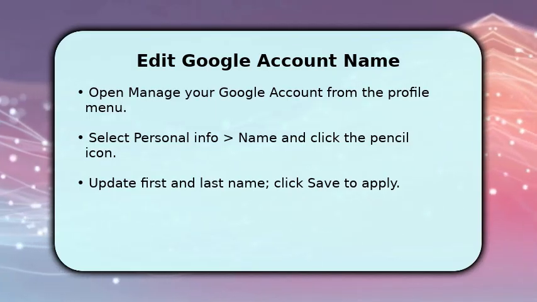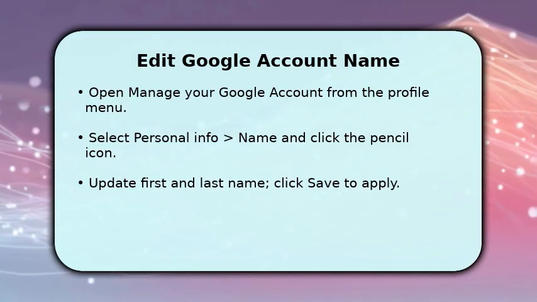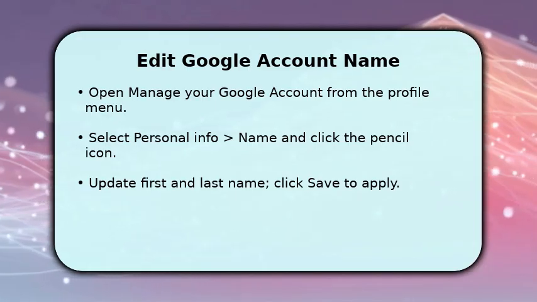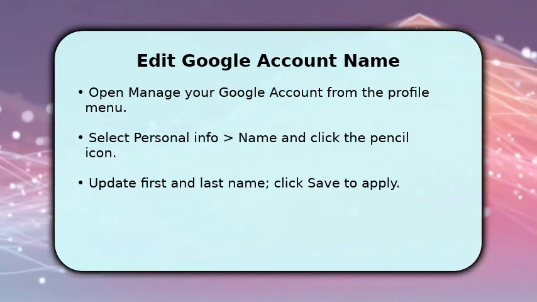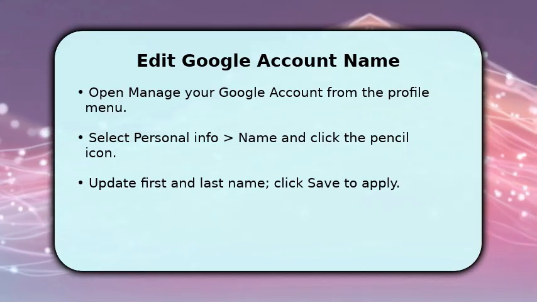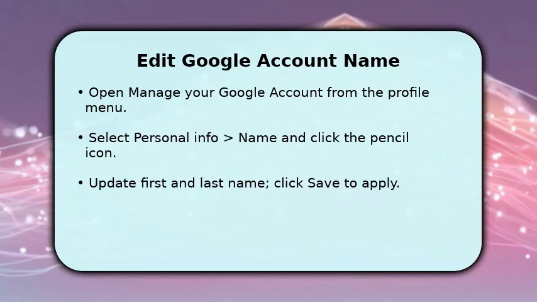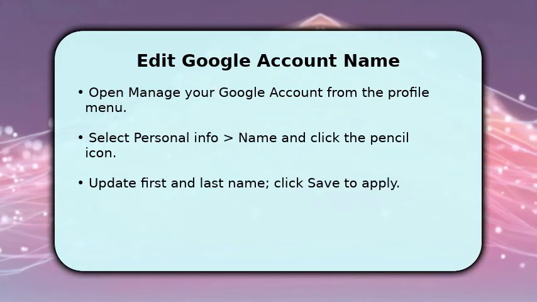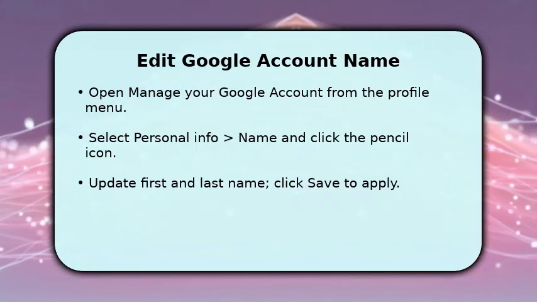You change the first and last name fields here. Do that thoughtfully because this updates Gmail and other services. After you click Save, the account name is updated immediately on Google's side. Make sure to use the name you want participants to see and avoid unnecessary symbols that might be removed automatically.